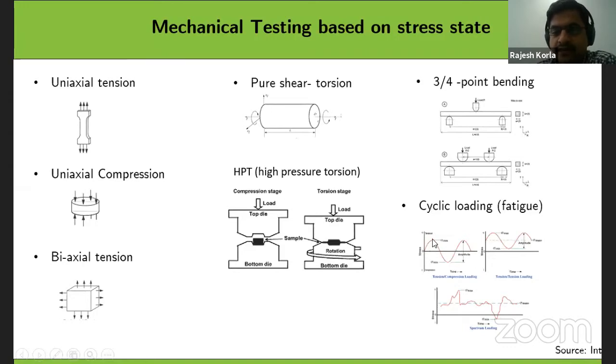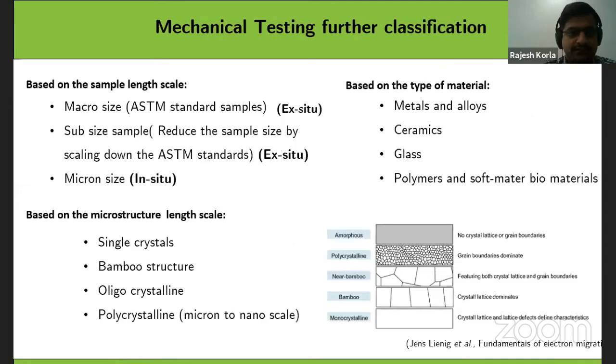Here the stress goes to tension and then to compression, tension, compression. Here it's a tension cyclic loading. It's an irregular cyclic loading pattern. So these are all basically to study fatigue loading. So this is how mechanical testing is classified based on the stress state.